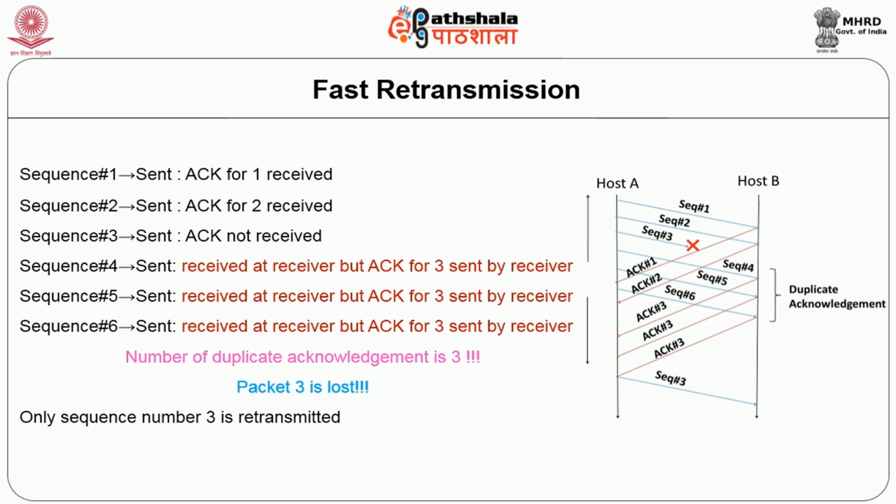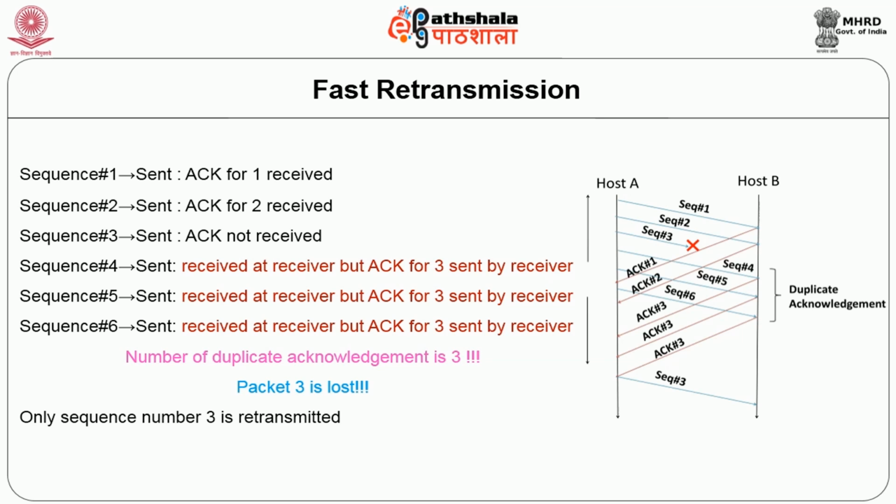It assumes the data segment indicated by duplicate acknowledgement is lost, and then it retransmits only that lost segment, and no time is wasted waiting for timeout in order for retransmission. Fast retransmit is documented in RFC 2001 and RFC 2581.